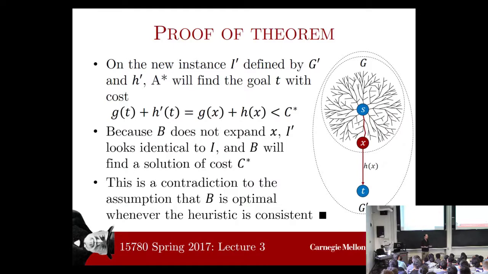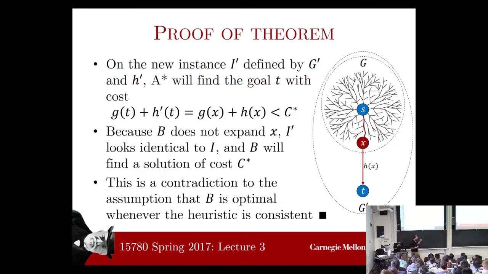Without expanding X, you can't discover this new goal that we added, T. Right? That's really the crux of this proof. So this new instance, without expanding X, the only difference is this new edge and the new node T. But without expanding X, you don't see any difference. So to the algorithm B, the new instance looks exactly the same as the old one.